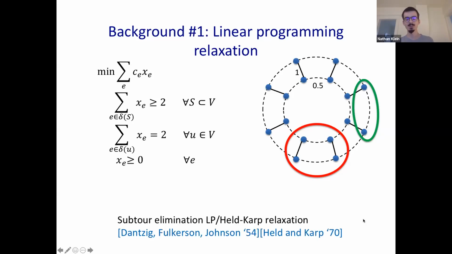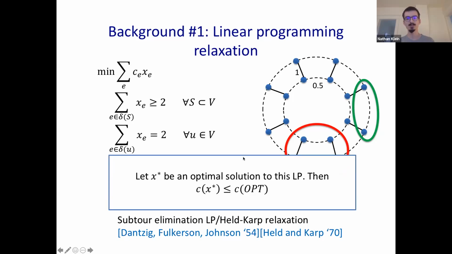And this is known as the subtour elimination LP, or the Held-Karp relaxation. And note that even though I've written an exponential number of constraints, it can be solved in polynomial time via a separation oracle. It's easy to find a minimum cut in the support graph and just return it as a violated constraint if it's below 2. And we can kind of repeat this process. And note that this is actually a relaxation of the problem. The optimal integral solution is itself feasible for this program. Therefore, the optimal solution to this LP is a lower bound on the cost of an optimal integral TSP solution.